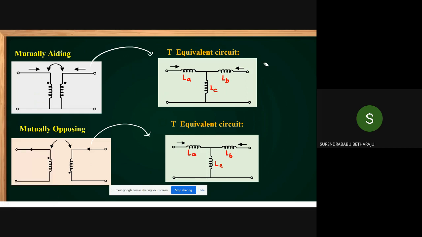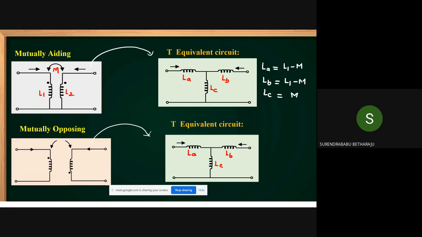Let the self inductance of coil 1 be L1, and coil 2 be L2. The mutual inductance is M. Then what is LA equal to? LA is equal to L1 minus M. What is LB equal to? L2 minus M. Then what is LC equal to? It is M.